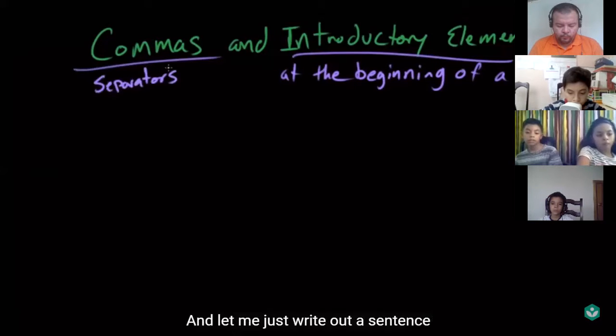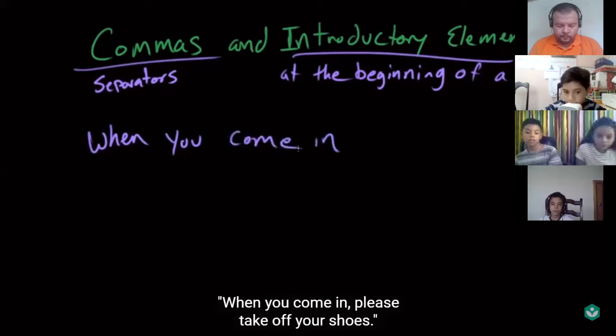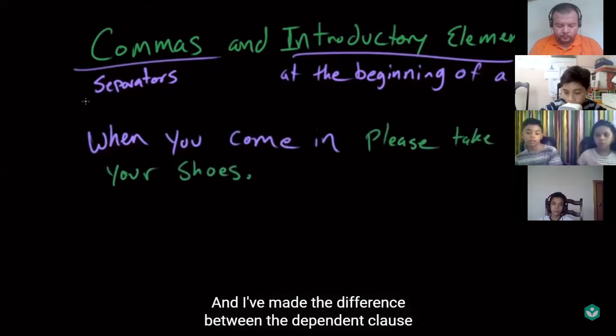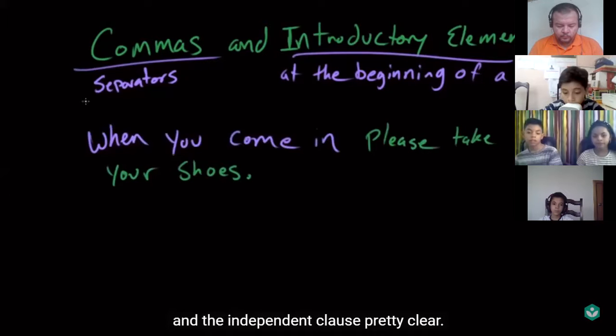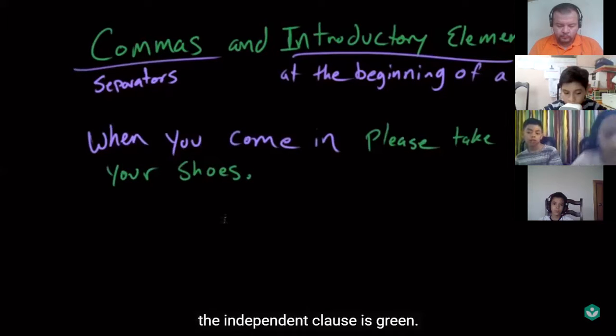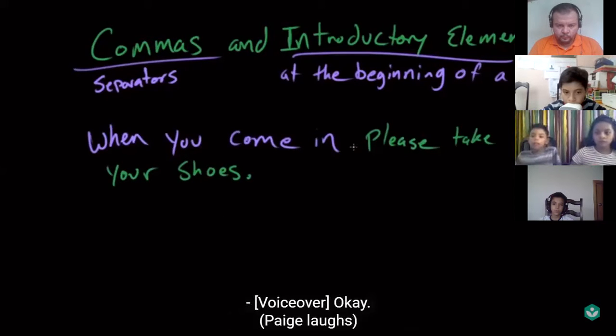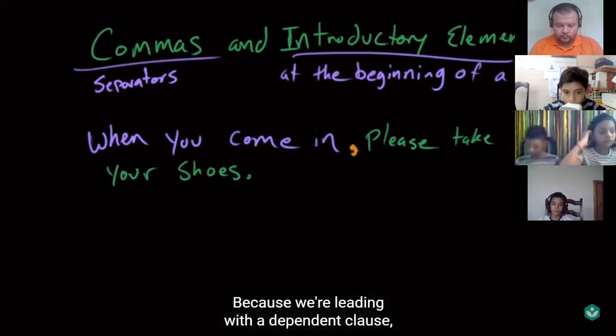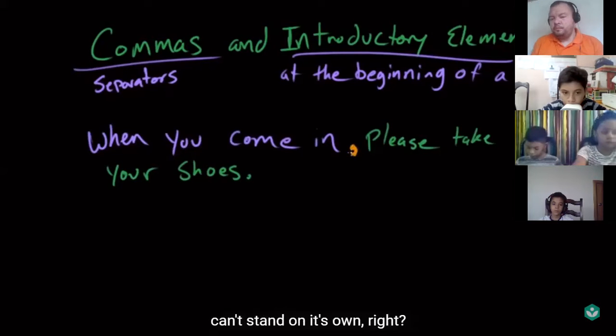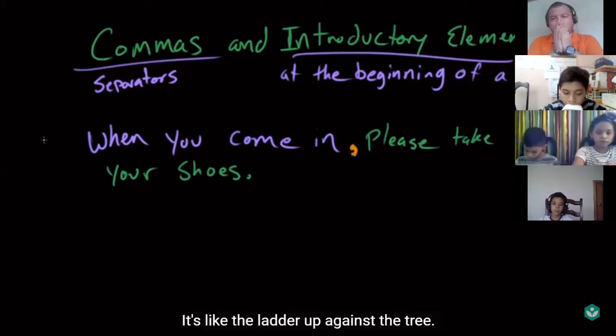Let me just write out a sentence that begins with a dependent clause. When you come in, please take off your shoes. And I've made the difference between the dependent clause and the independent clause pretty clear. So this is, the dependent clause is purple, the independent clause is green. Is there a need for a comma here? Of course. Okay, because we're leading with the dependent clause, and that means that this thing can't stand on its own, right? It's like the ladder up against the tree.